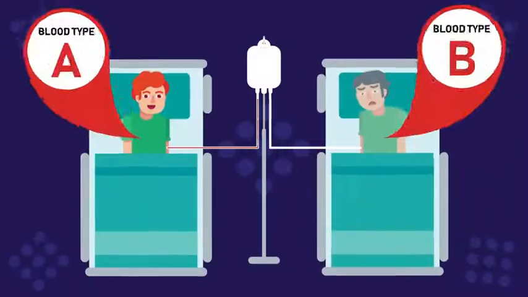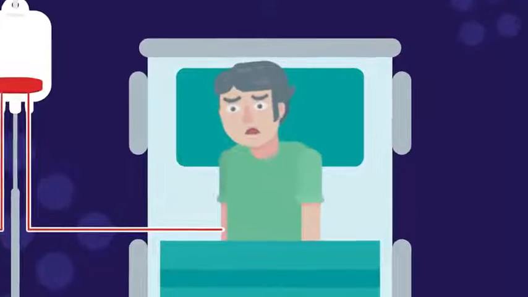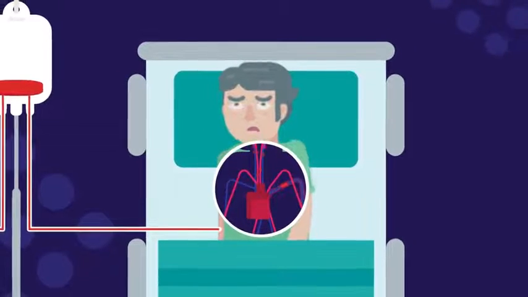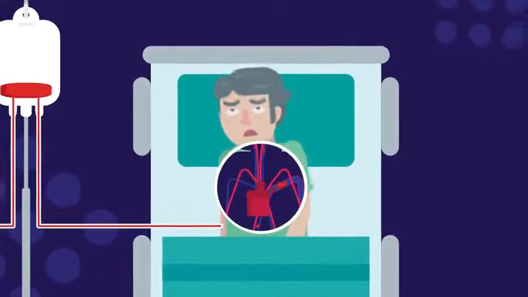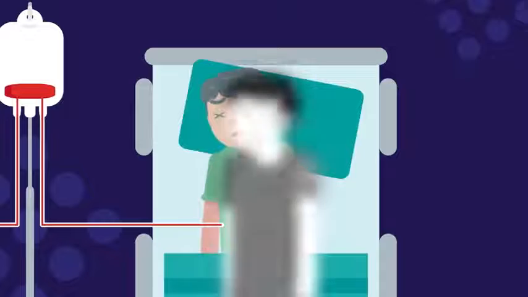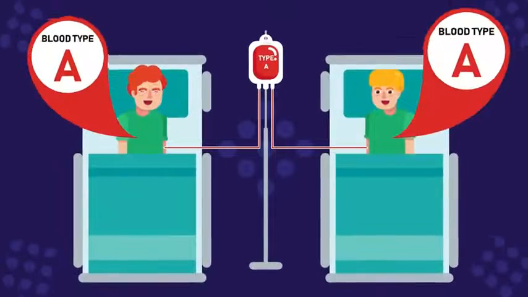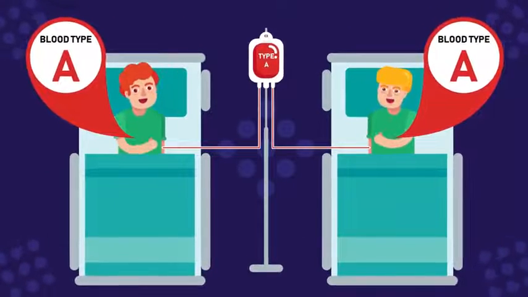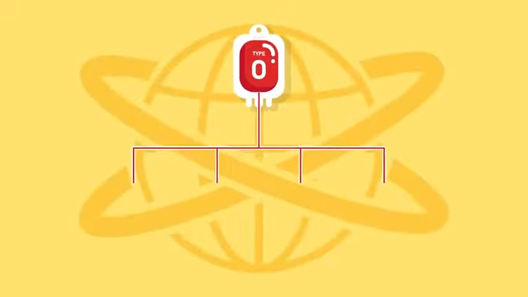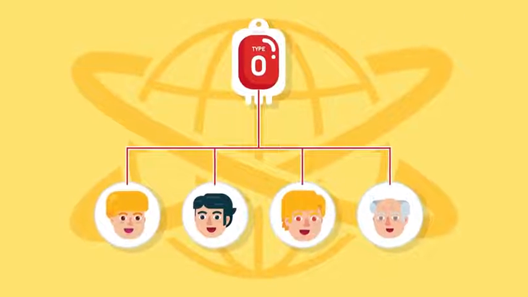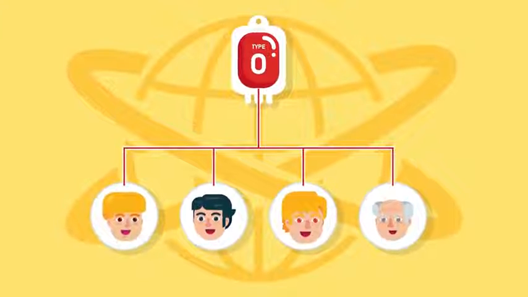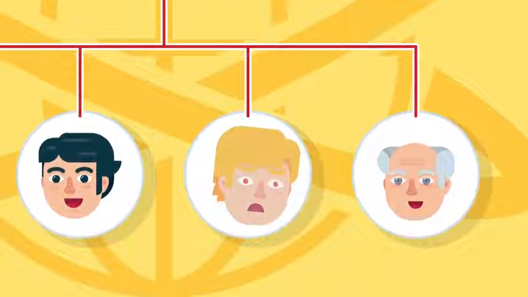If the blood types are not compatible, red blood cells will clump together, making clots that can block blood vessels, causing a potentially fatal situation. Therefore, it is important that blood types be matched before blood transfusions take place. In an emergency, type O blood can be given because it is most likely to be accepted by all blood types. However, there is still a risk involved.